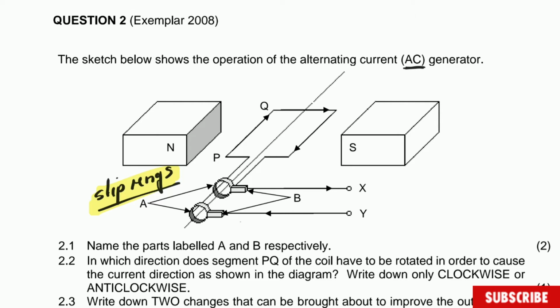Question 2.1, name the parts labelled A and B. So that one is the slip rings, and B would be the carbon brushes. That is A and B. This one is carbon brushes.